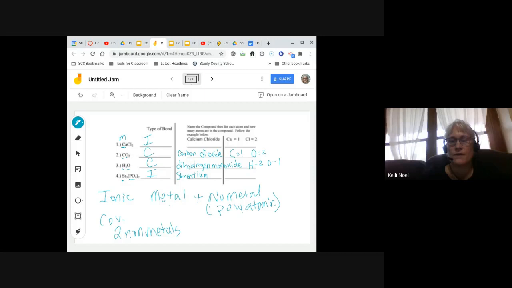PO4 is phosphate. Remember, you can use the chart, and I'll have a chart available for you when we take a test. So strontium phosphate, ionic, no prefixes.